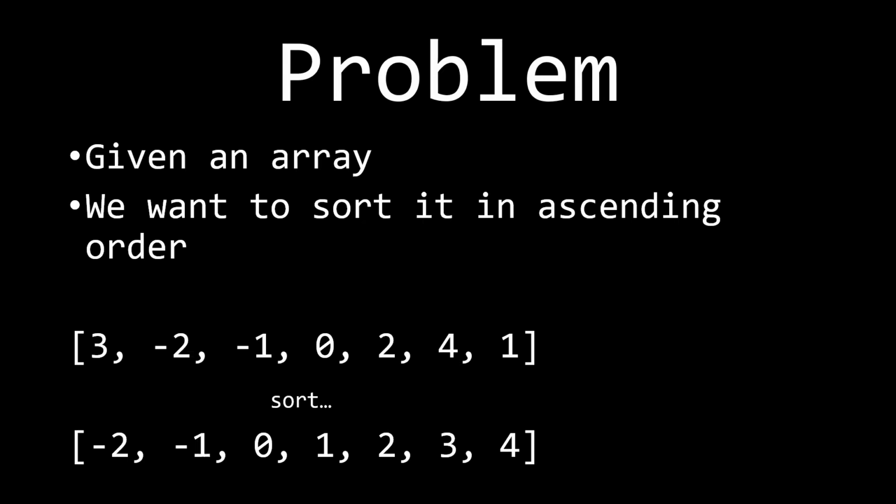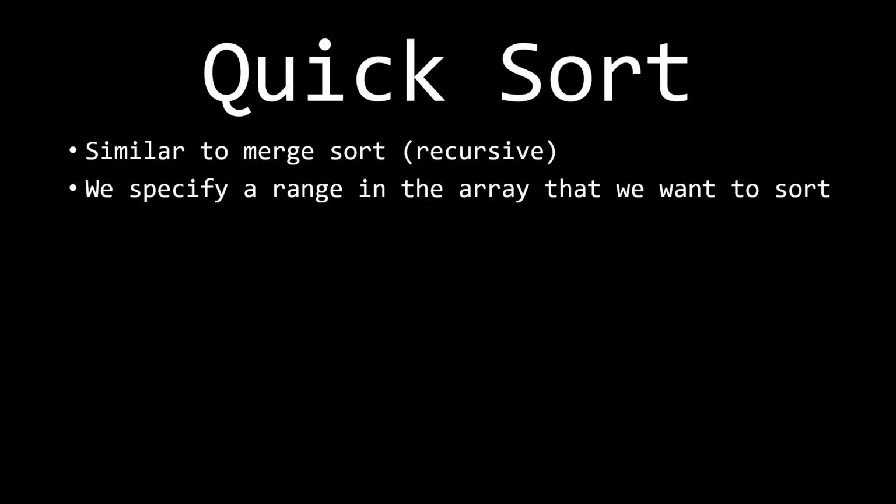And one way we can do this is by using something called quicksort. Quicksort is pretty similar to merge sort in the sense that it is a recursive sorting algorithm. Also similar to merge sort, we want to specify a range in which we want to sort. Remember how in merge sort we cut it in half every time, and then specify which half we're going to be sorting.